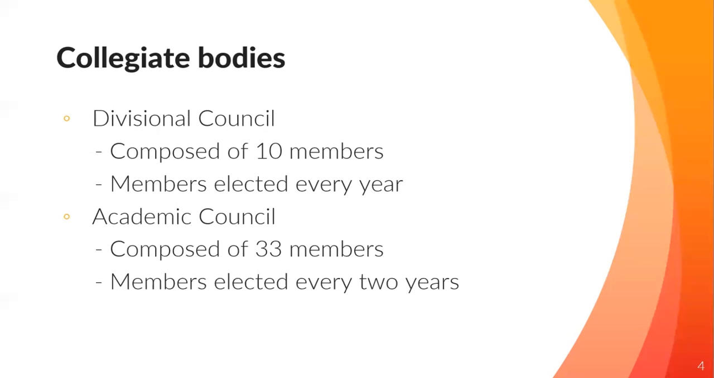In the case of the Divisional Council, it's composed of 10 members. The director of the division, the heads of the 3 academic departments that are in the division, a representative of the teachers for each of the academic departments of the division, and a representative of the students for each of the academic departments of the division.